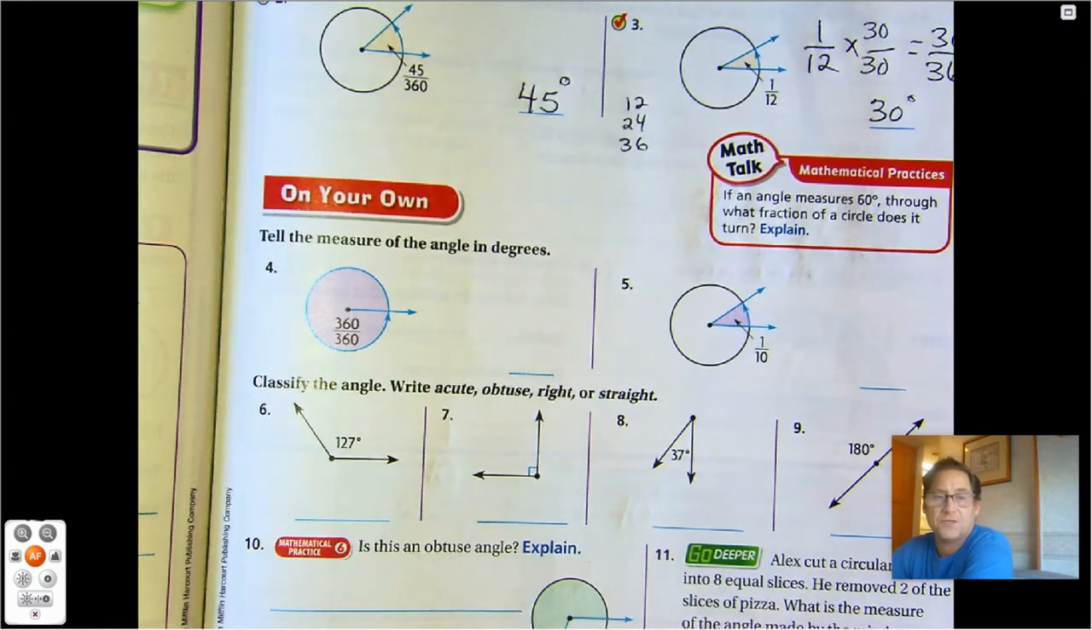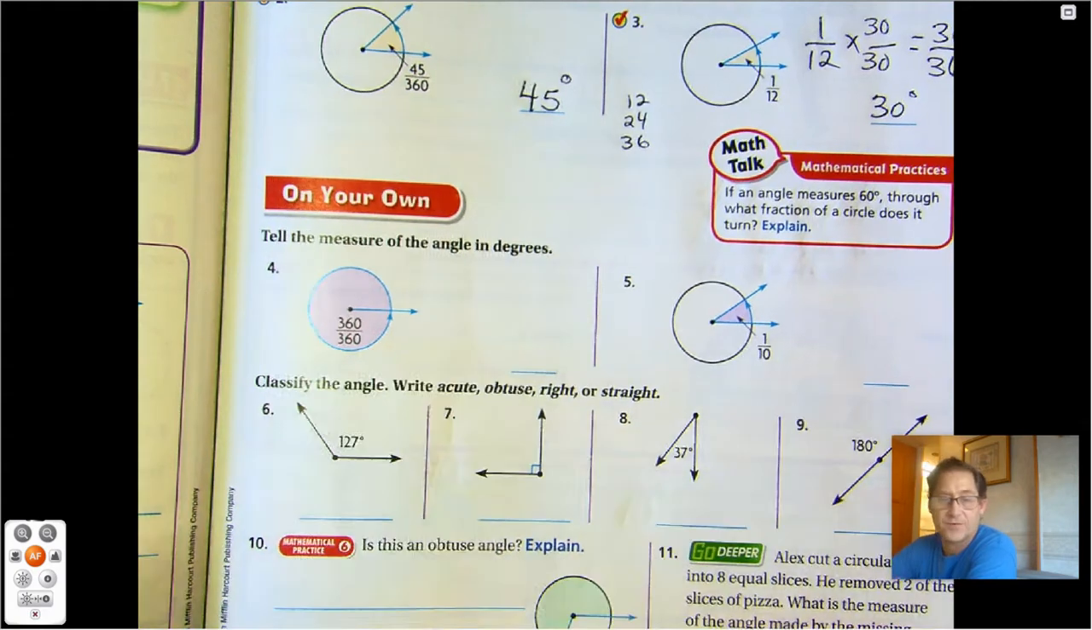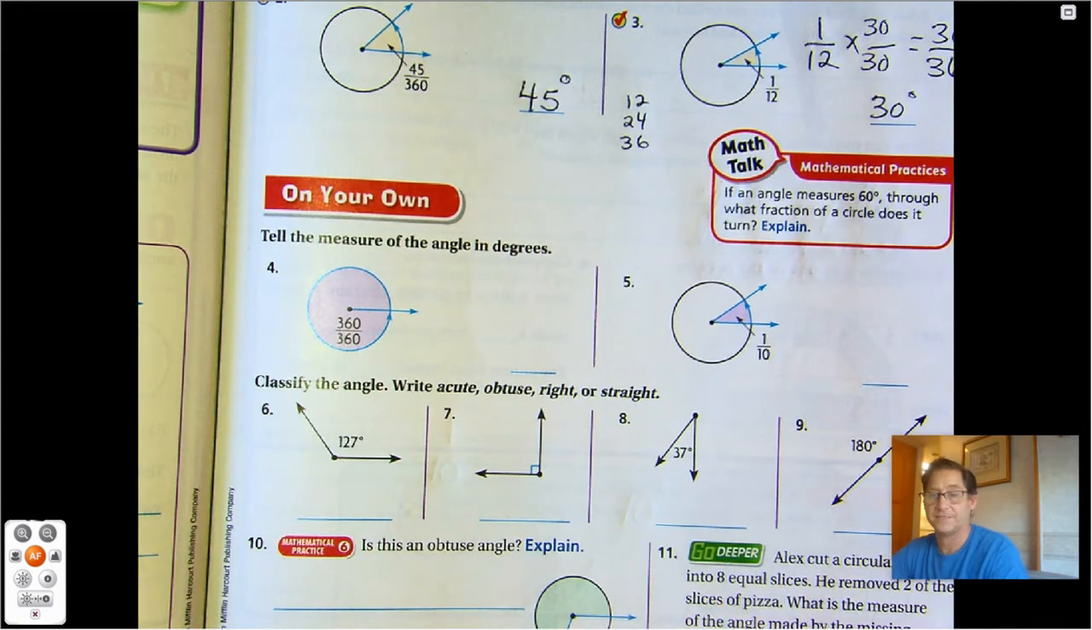Number 4, tell the measure of the angle in degrees. 360 out of 360. That's 360 degrees.